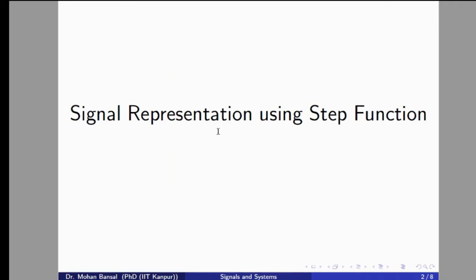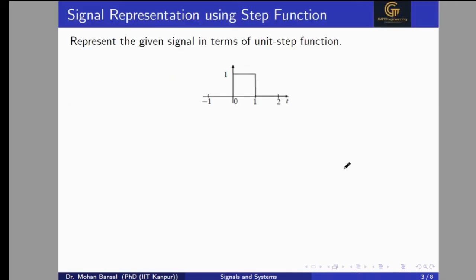In this video, we will represent any signal using a step function. The signal we have been given is band limited and its width is 0 to 1. We want to represent this signal in terms of the step function, I mean in terms of u(t). So how can we represent this signal?